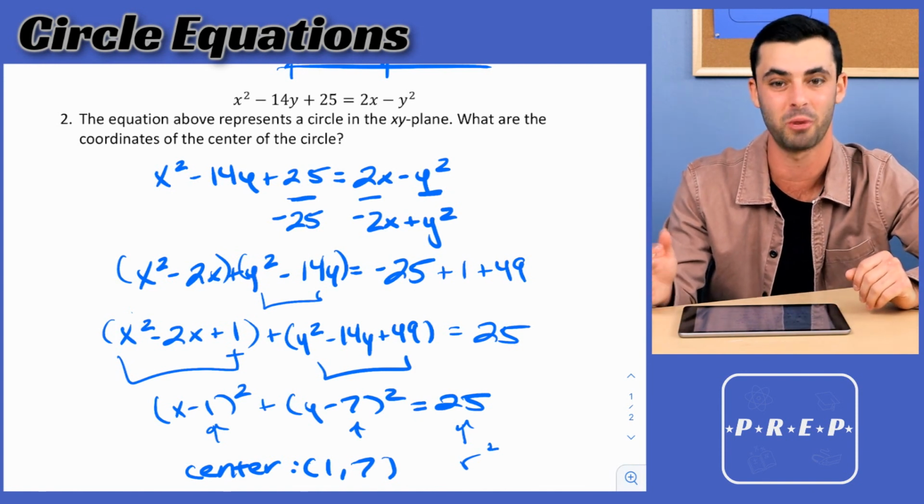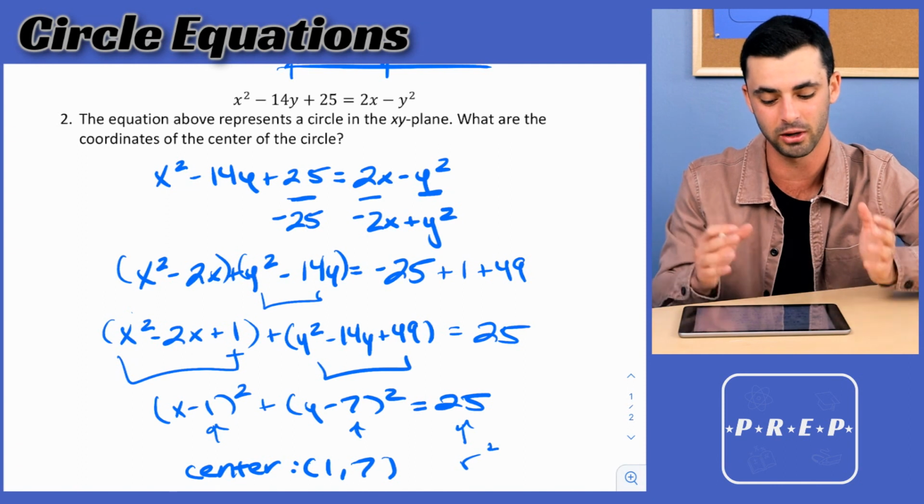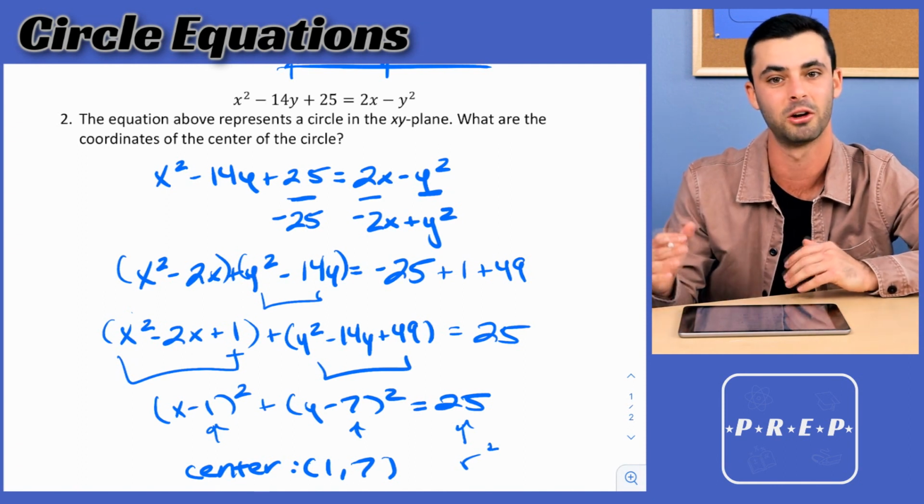So that wraps up this question. It had a ton going on, completing the square, also understanding your equation. Overall, x minus h squared plus y minus k squared equals r squared.